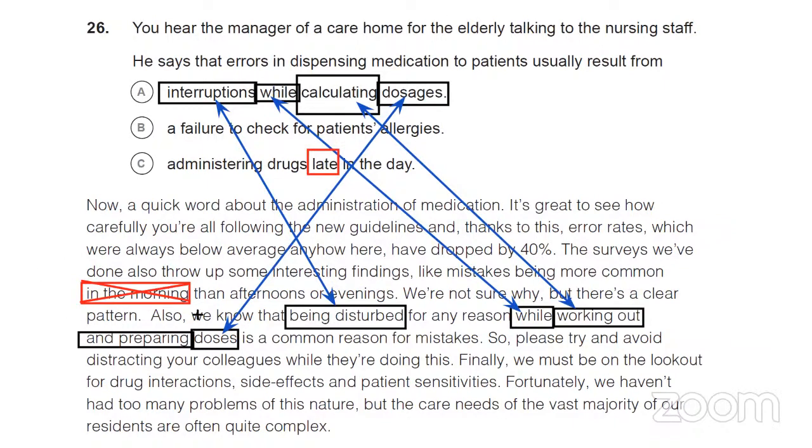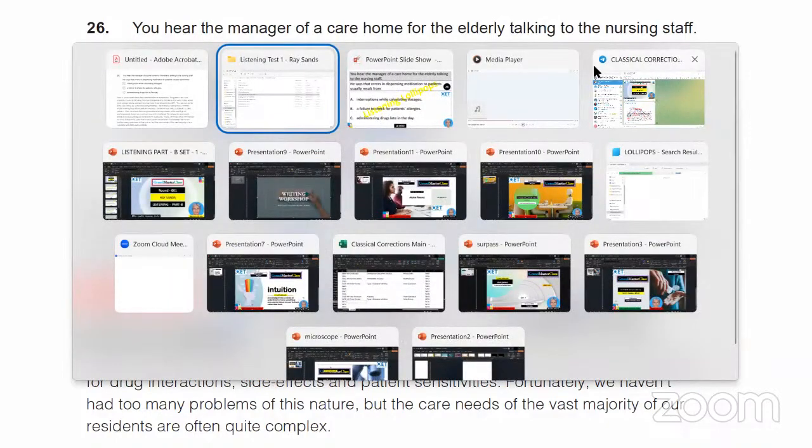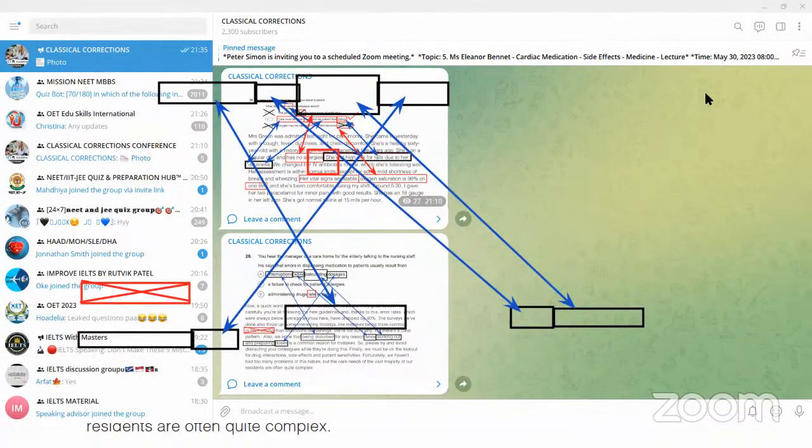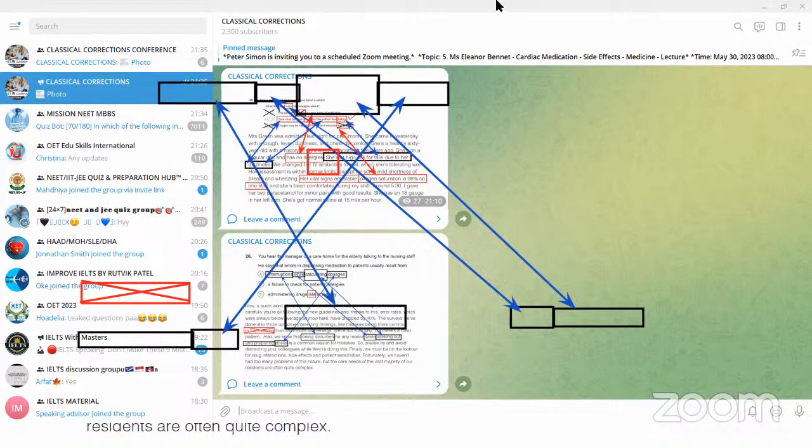Next one, failure to check for patients' allergies. Failure to check for patients' allergies. Okay. Right. But that is not mentioned here. So we can take this one as A is the right answer. A is the right answer. So this is how you have to do the points.